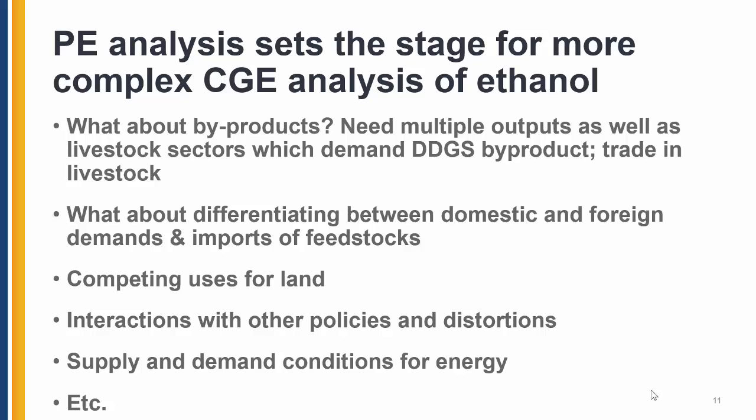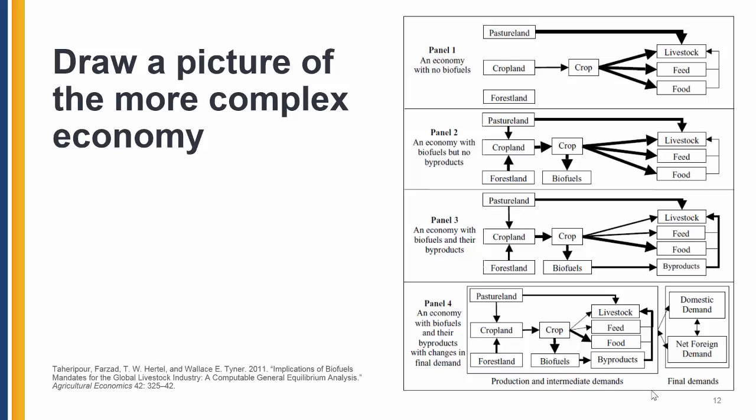So all of a sudden, we're in a general equilibrium environment. So this requires a more complex picture. This isn't the full complexity here, but it's enough to show you that things do get more elaborate. Here we've got the biofuels generating byproducts, the byproducts going into feed to livestock, and competing with crops there. In Panel 4 we have additional sources of demand, and of course we have these issues of land competition.